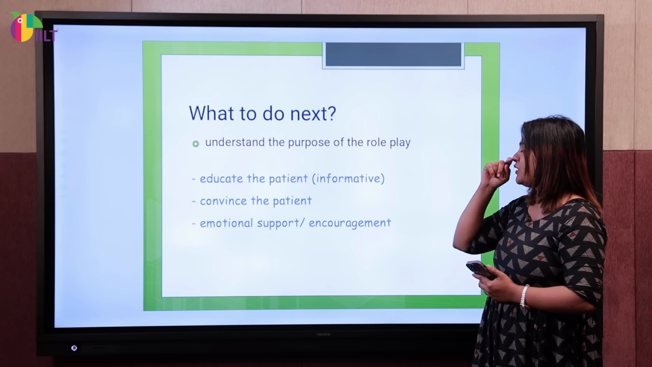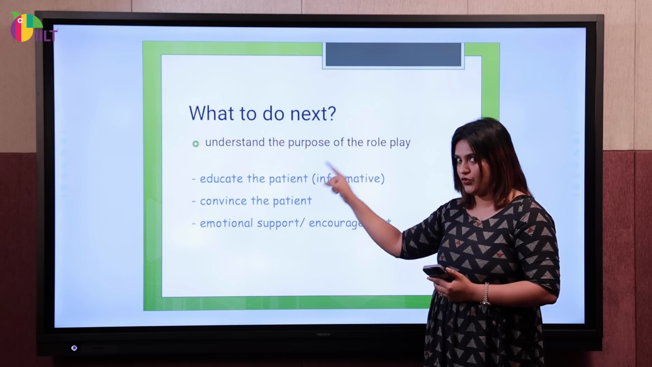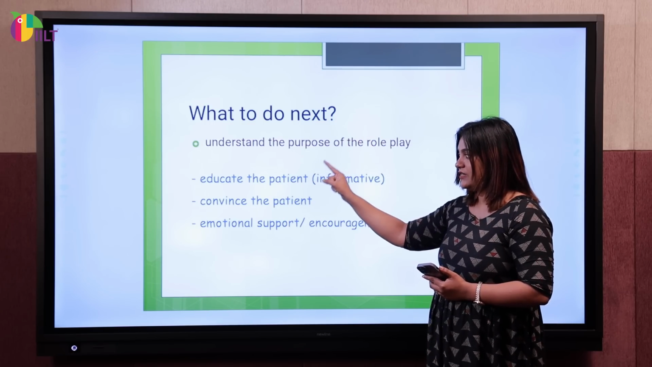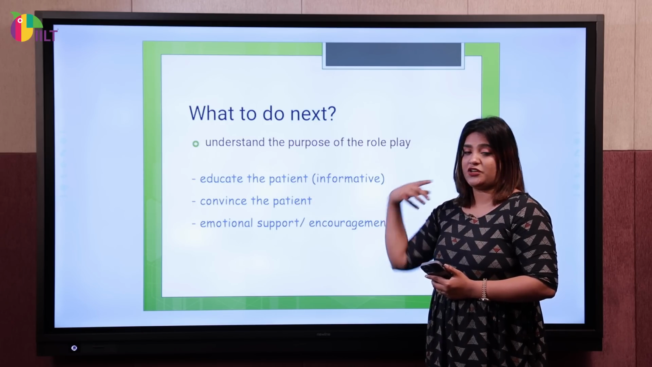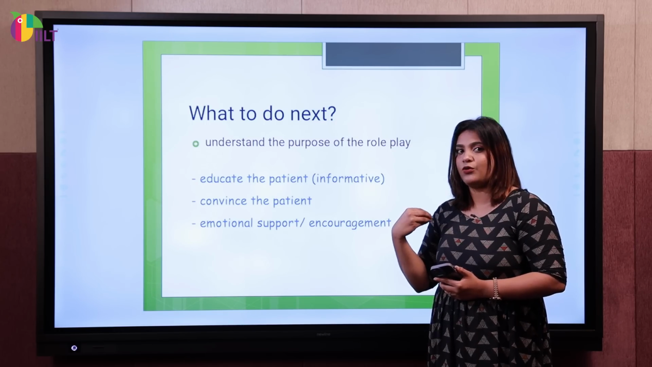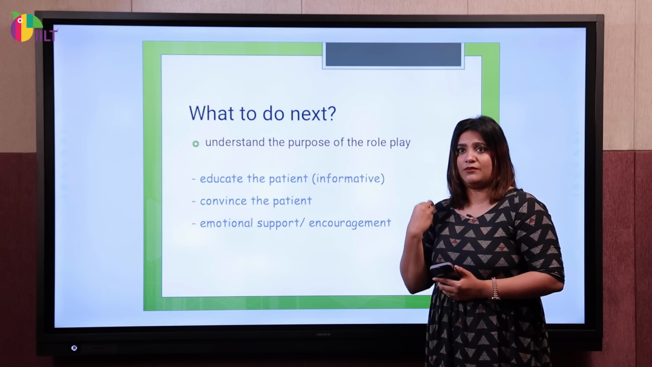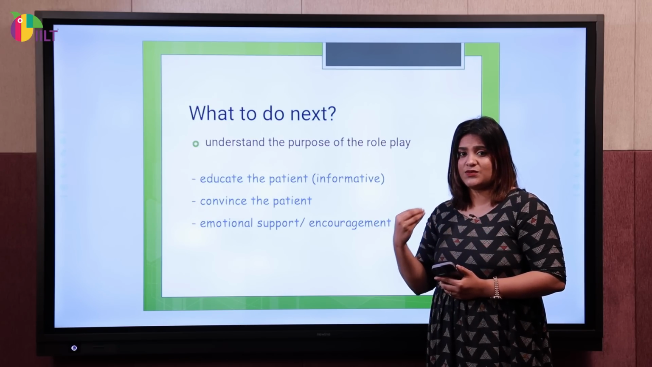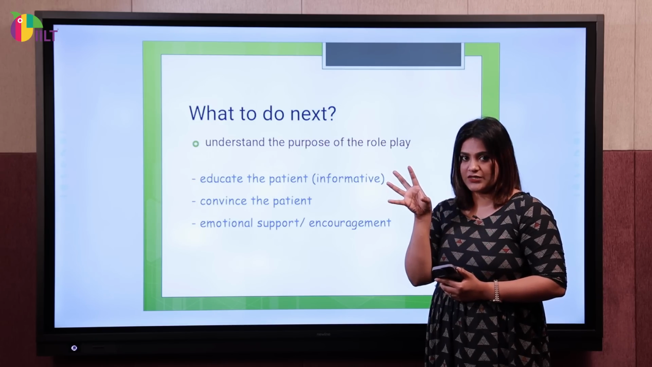It's because you need to understand whether you have to educate the patient so that you can prepare your explanations. You need to understand whether in this particular role play you have to convince the patient to start the medication or the treatment. Then you can prepare: here I have to convince my patient to do this, so I have to come up with the importance and benefits of this particular thing, so you can frame your explanation in a way that you're ready for it.